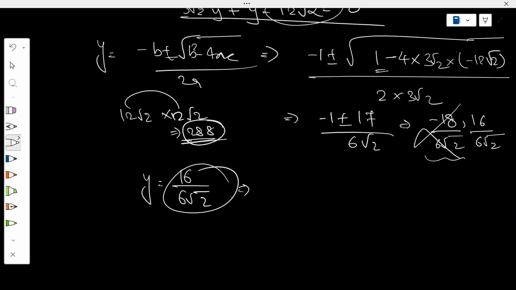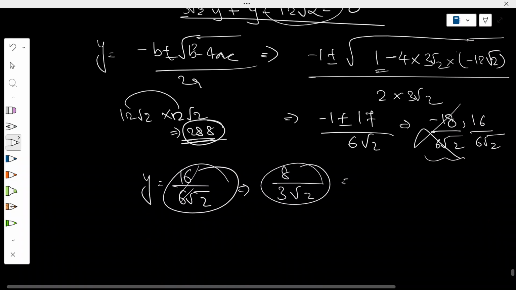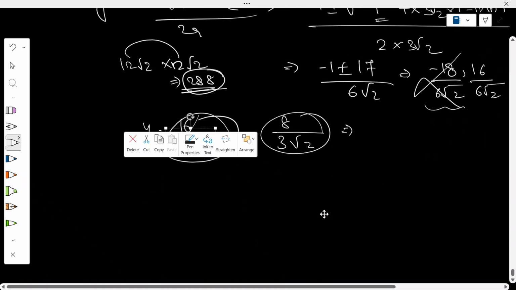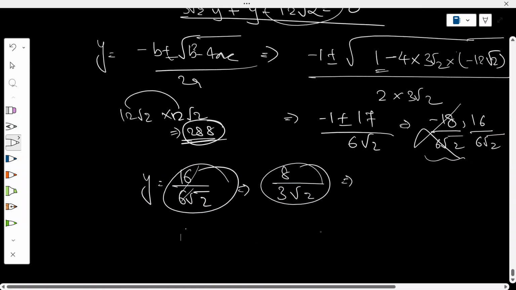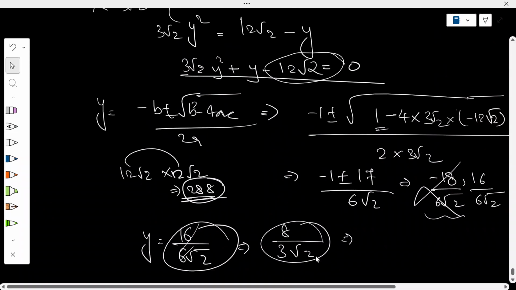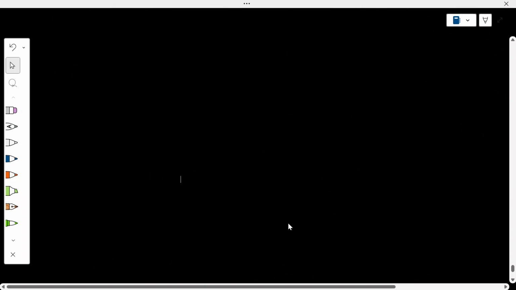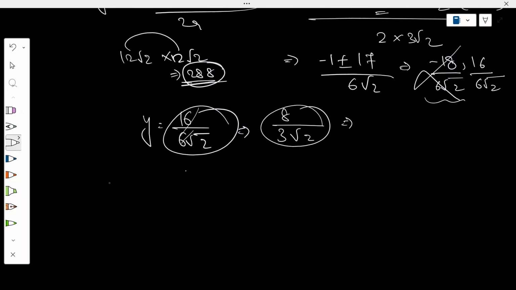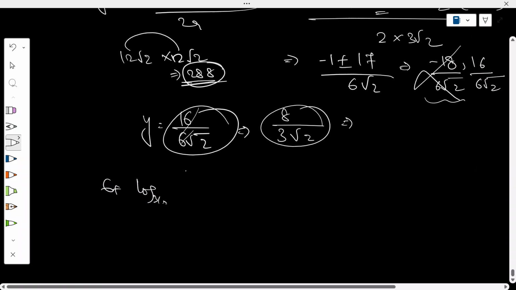So which is equal to 16, we can cancel by 2, 16 and 6. So here also, let's put this value in our previous equation. So we have to find the value of 6 plus log 3 base 2.